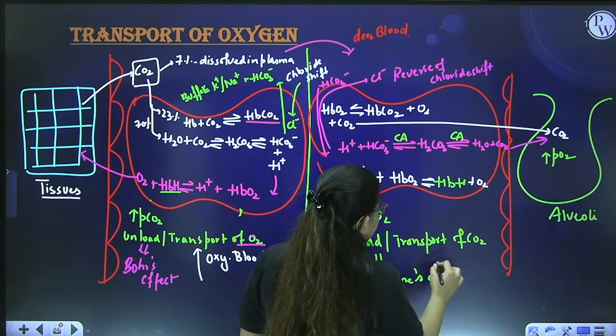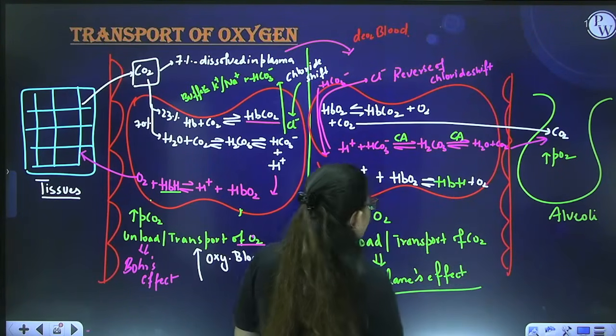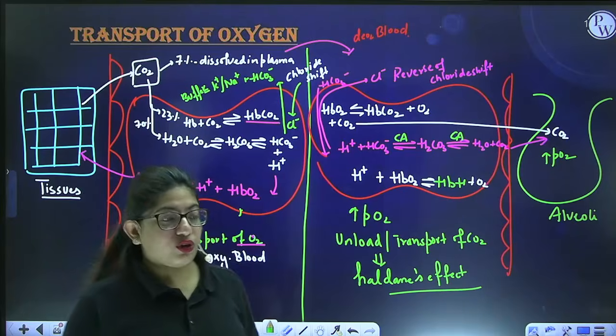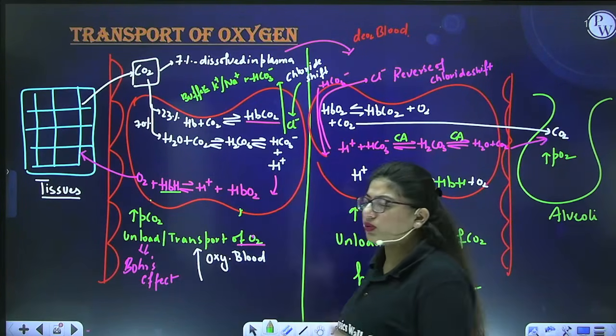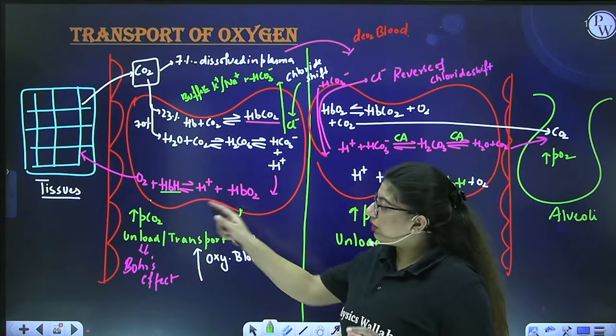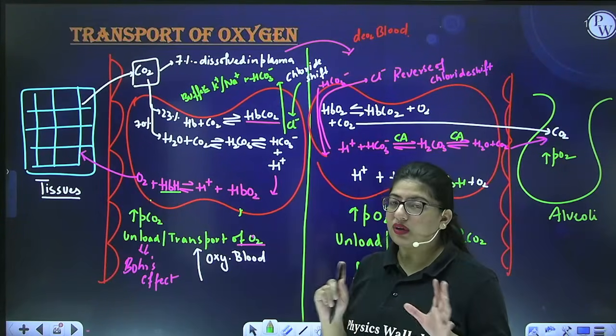What effect is this, guys? Haldane's effect. Okay. So this is how transport takes place. Now you must be thinking, ma'am, so tough. Nothing is tough. If you know how the gases are transported, it is easier. And if you know near the tissues the partial pressure of CO2 is more, it is easier.